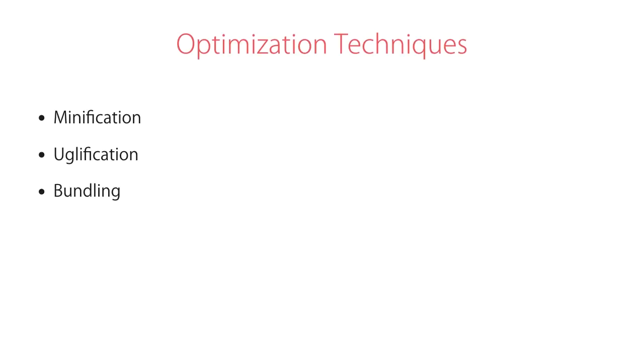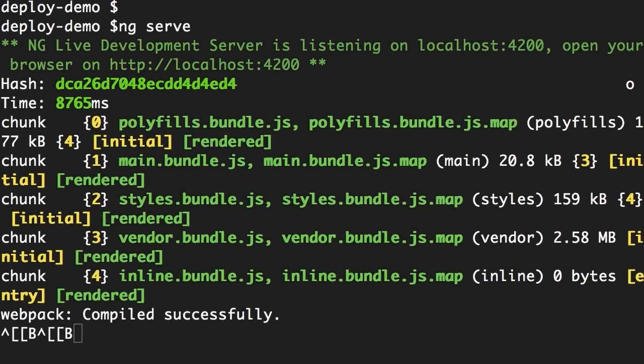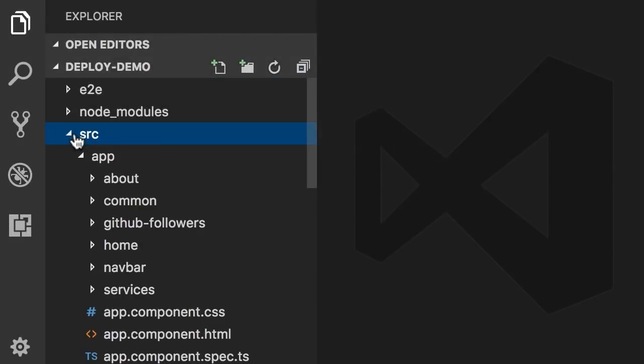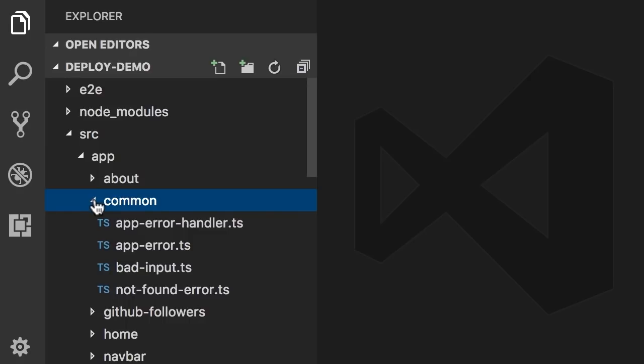The third optimization technique is bundling, and you have already seen that throughout the course. So when we serve our application using Angular CLI, it automatically creates a few bundles for us. Each bundle is basically a combination of multiple JavaScript files. Without these bundles, if you want to serve our application exactly the way we have structured our code, the client has to send hundreds of requests to download the application. And this is very inefficient.